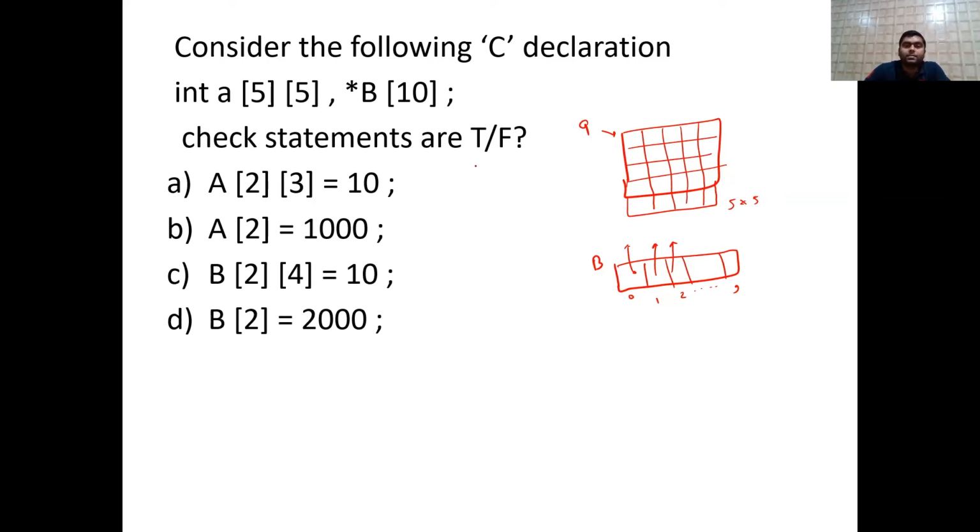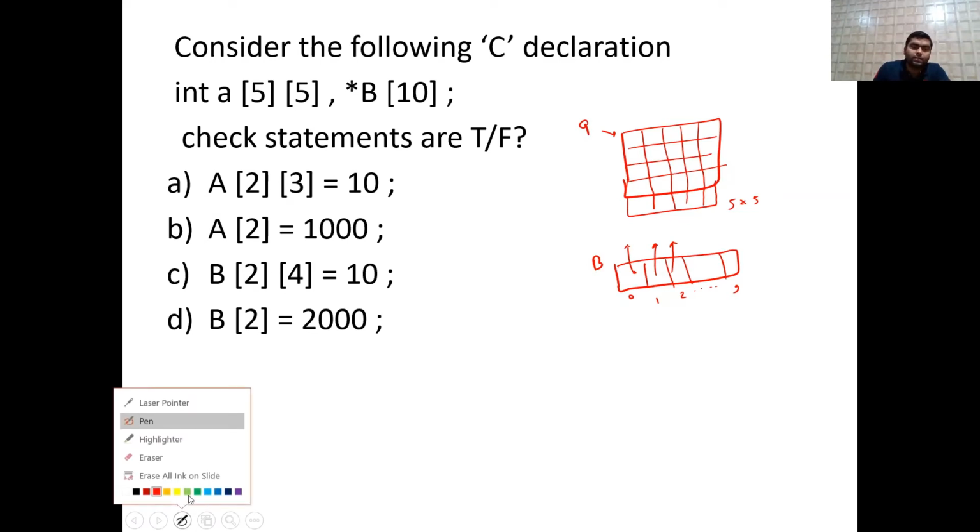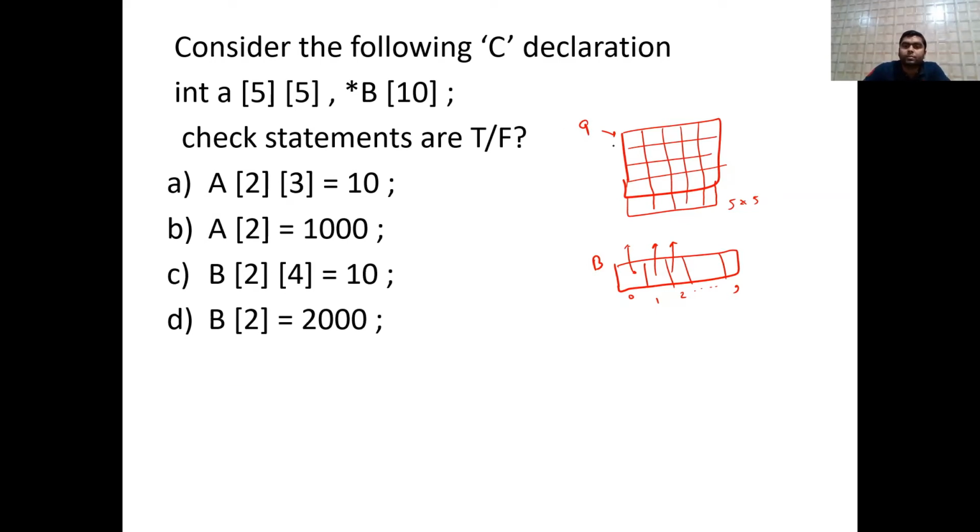Now check whether the statements are true or false. So what is the first statement? A[2][3] equals 10. Yes, of course. So what will happen in this case? So what is [2][3]? Rows 0 1 2, and columns 0 1 2 3 and 4, like this. So what is A[2][3]? So [2][3] is this. Okay, so what will be stored here? It stores 10. So this is a correct statement. Now next is A[2] equals 1000.